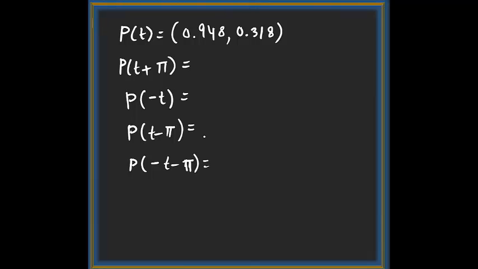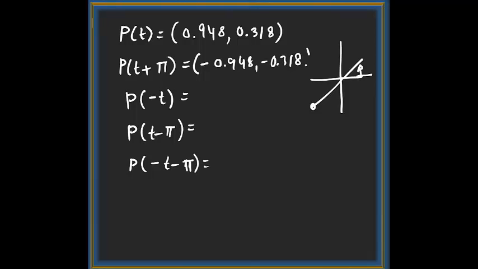So when you say t plus pi, this is your t, which is in the first quadrant for sure. So you have t here. When you add pi, that goes here. So in this place, your cosine is negative, sine is also negative. So then you are just writing negative 0.948, negative 0.318. You are done.